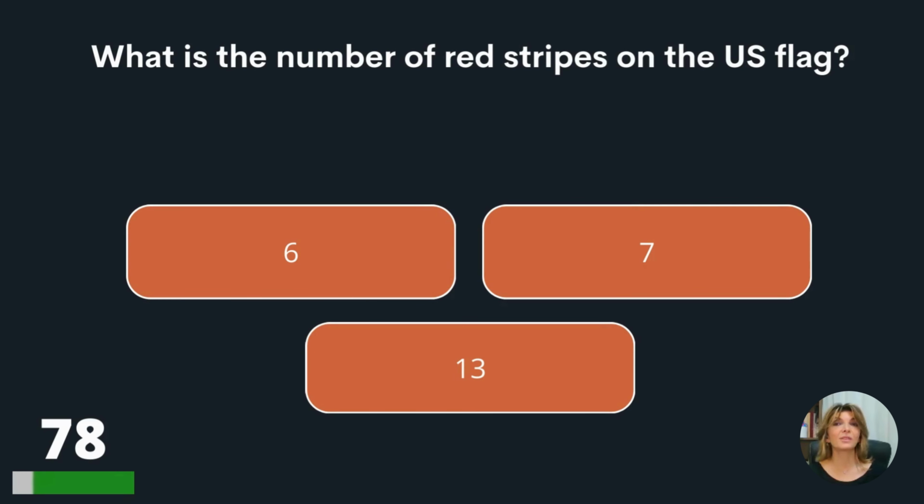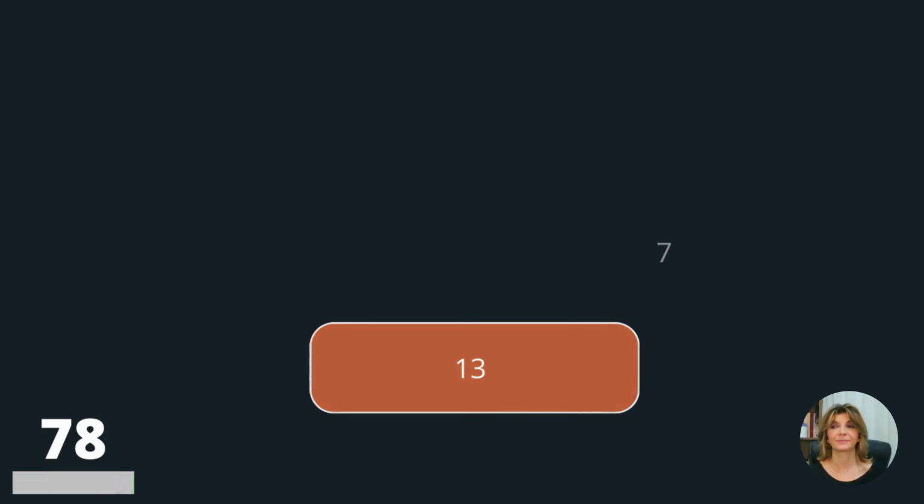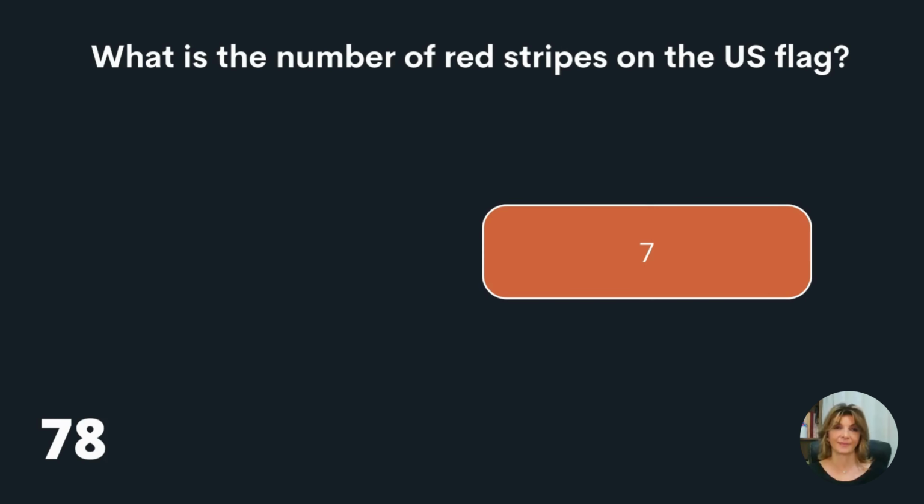What is the number of red stripes on the U.S. flag? 6, 7, or 13? Seven.